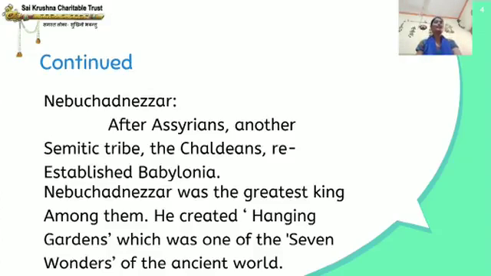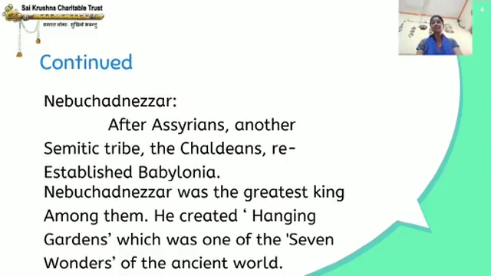Nebuchadnezzar was the greatest king among them, and he created hanging gardens, which was one of the 7 wonders of the ancient world.